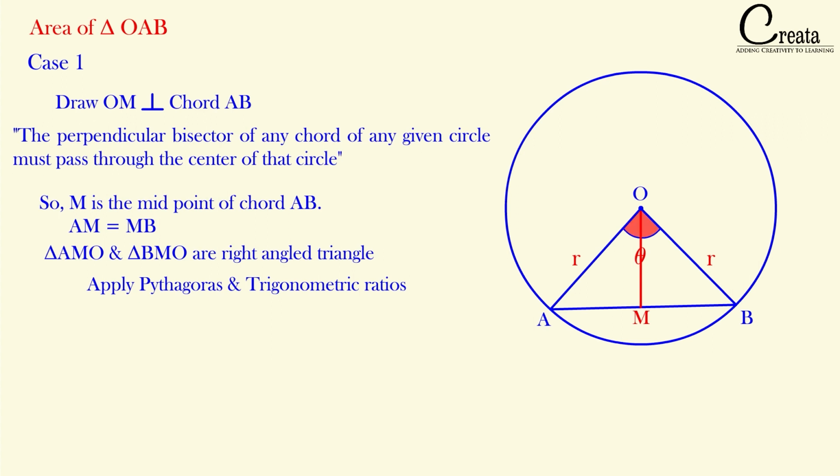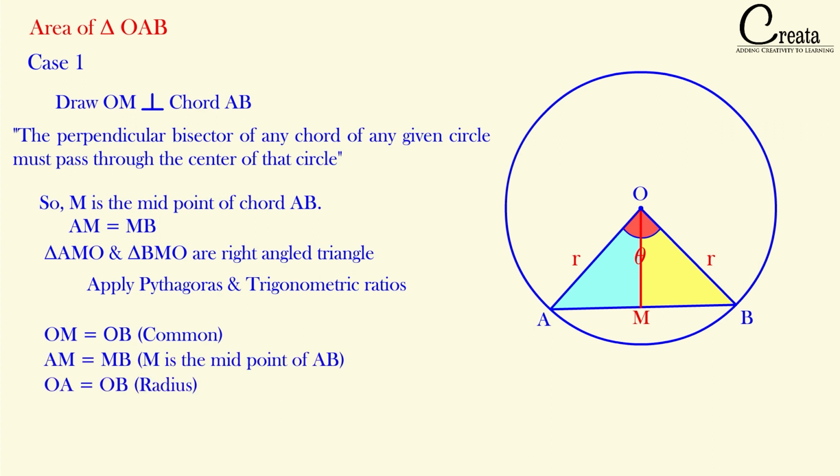How? Here if you observe these two triangles are congruent to each other. OM is common in both the triangle, and AM and MB both are equal as M is the midpoint, and OA and OB both are radius. So all the three sides are equal in both the triangle. So we can say by SSS criteria, both the triangles are congruent to each other. Once we got the two triangles as congruent, all the corresponding angles will be equal by CPCT. So these two angles will be equal to each other.